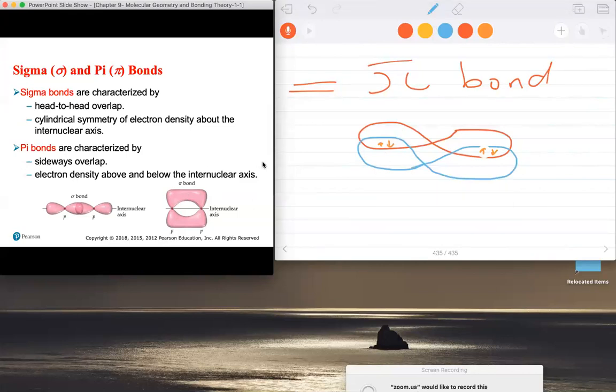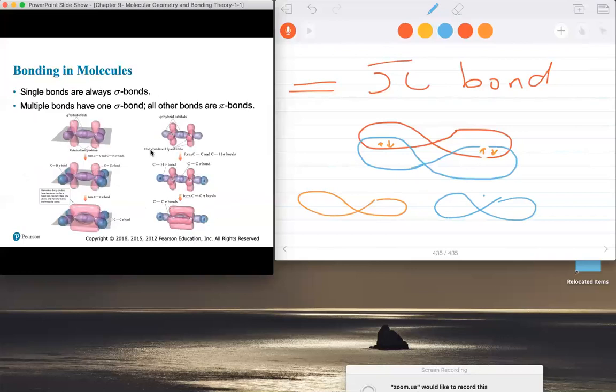This is head to head, where the p orbitals come to overlap head to head, and sideways is for the pi bond. That's what you need to know in terms of describing the characteristics of the pi bond and sigma bond.